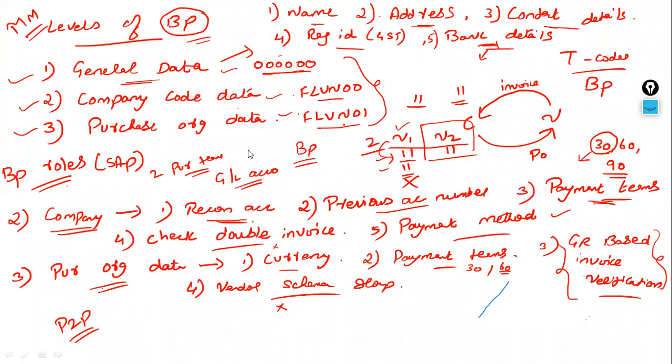What is meant by FL0? As I said, FLVM00, FLVM01, and 6 zeros are the BP roles. Okay.